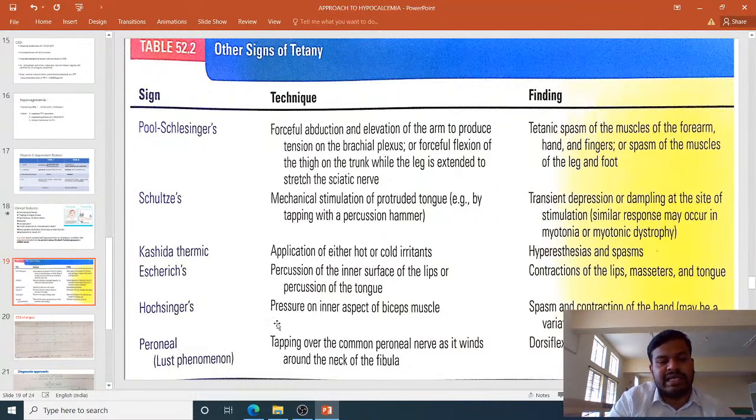And Hoshinger sign is pressure on the inner aspect of the biceps muscle, and spasm and contraction of the hand can be seen. And peroneal sign is tapping over the common peroneal nerve as it winds around the neck of the fibula. You can see dorsiflexion and eversion of the foot. So these are some important signs of tetany.